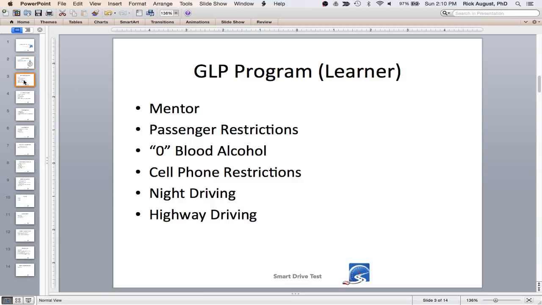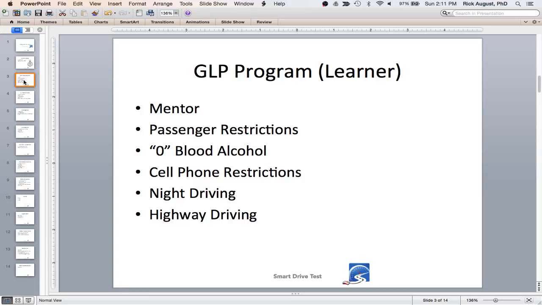In the learner's phase of the GLP program, you have to have a mentor with you in the vehicle. You cannot drive by yourself. In most cases, there are restrictions on who the mentor can be. Sometimes they have to have a certain amount of driving experience, it can be 2 to 5 years. They have to be 25 years old. And there can be other restrictions.